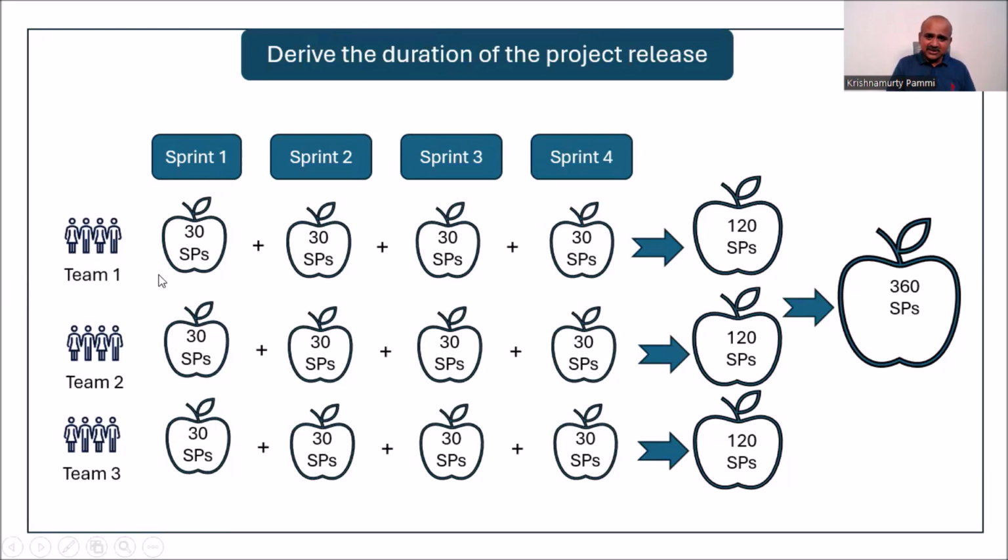So team 1 will produce 120 story points: 30 plus 30 plus 30 plus 30. Similarly, team 2 will produce 120 story points. Team 3 will produce 120 story points. Total 360 story points we can produce. Now the point is, is the product owner ready? You see, when you do things properly, you can put the ball in their court. It is not only the product owner or the customer who puts the technical team onto a task.